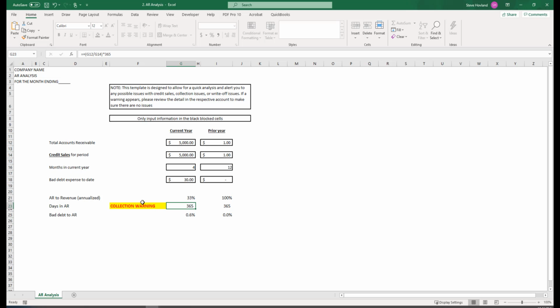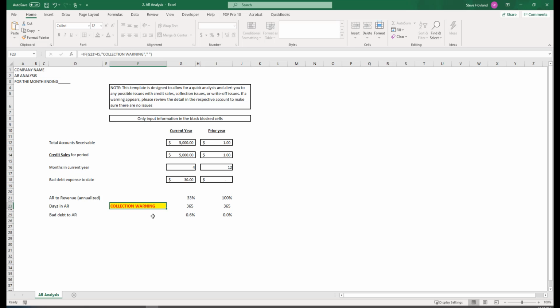Now you'll notice this popped up. Right now the formula I have in here is 45. So what I said is, if days of sales in AR gets to greater than 45 days, then put up this warning that we need to take a look at those accounts receivable. Because again, 45 days, you think about that, that's a month and a half of sales that are sitting in your accounts receivable. That's cash you don't have access to.